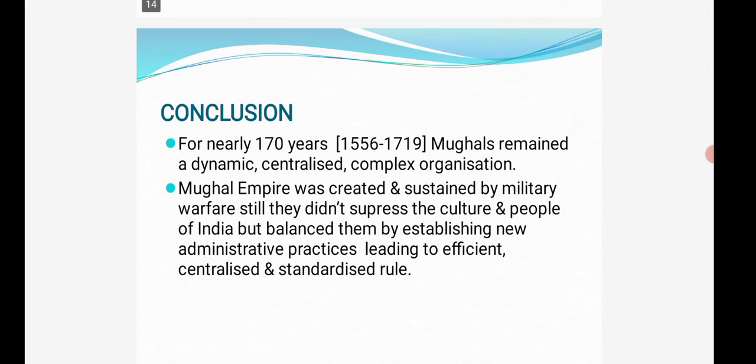To summarize, for nearly 170 years, between 1556 and 1719, the Mughals remained a dynamic, centralized, complex organization. The Mughal Empire was created and sustained by military warfare. Still, they did not suppress the culture and people of India, but balanced them by establishing new administrative practices, leading to efficient, centralized, and standardized rule.